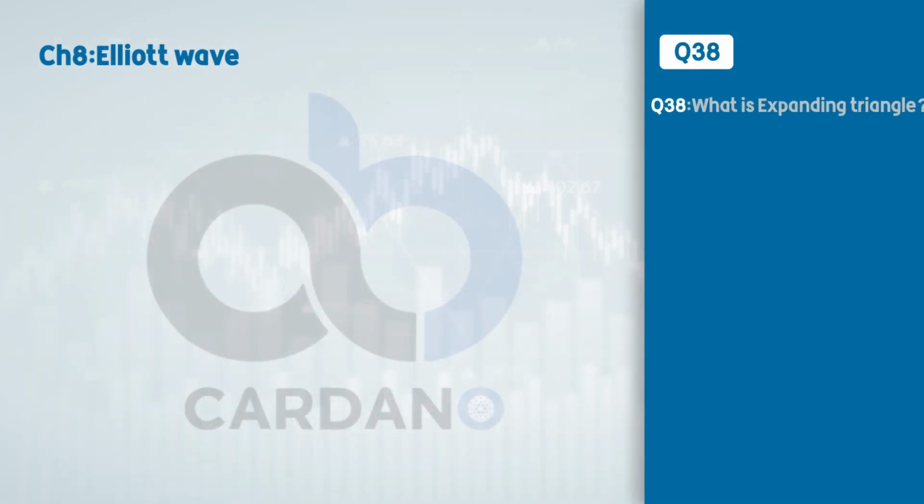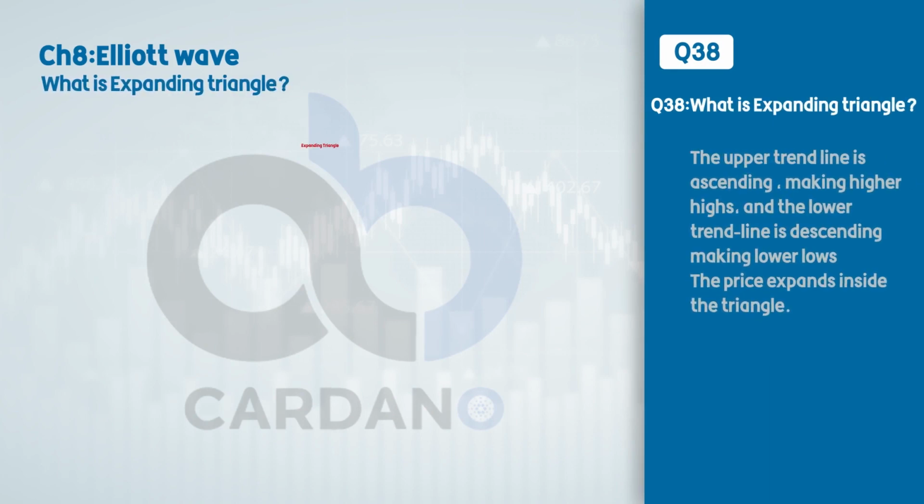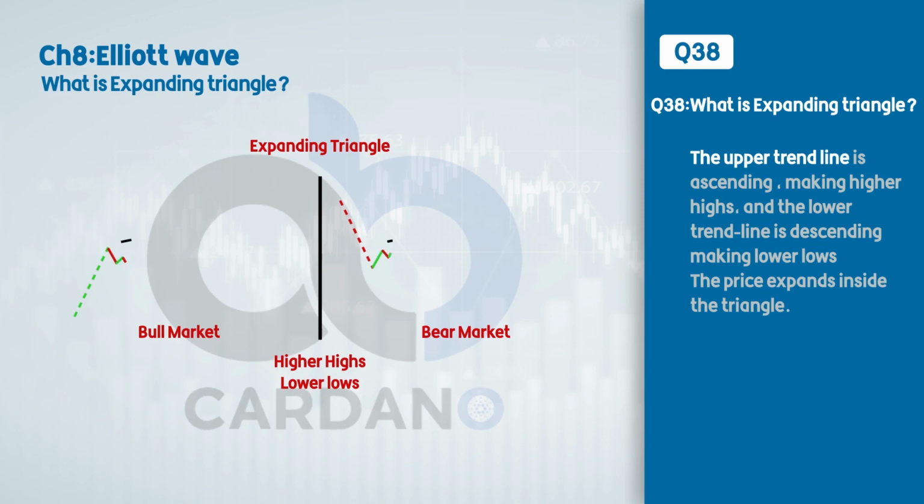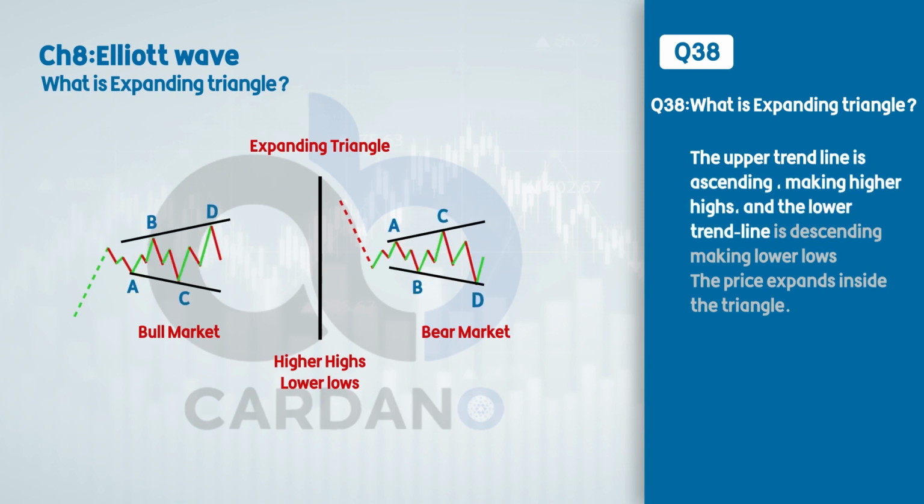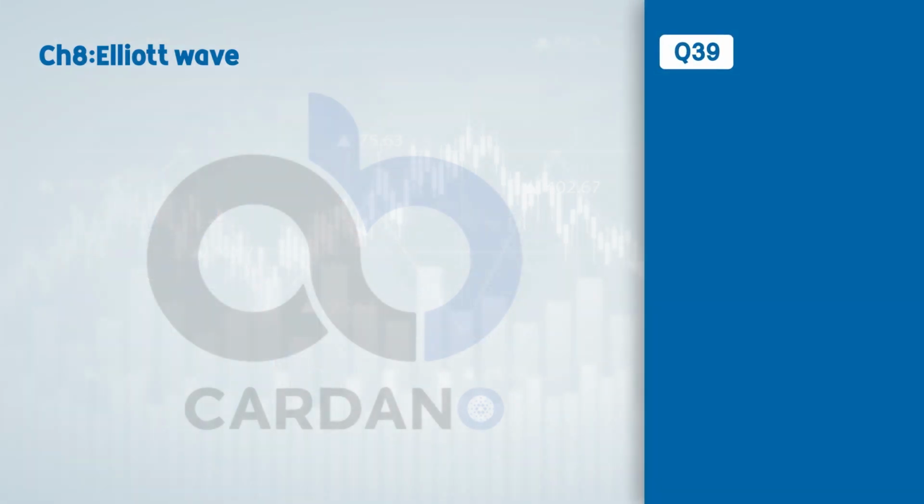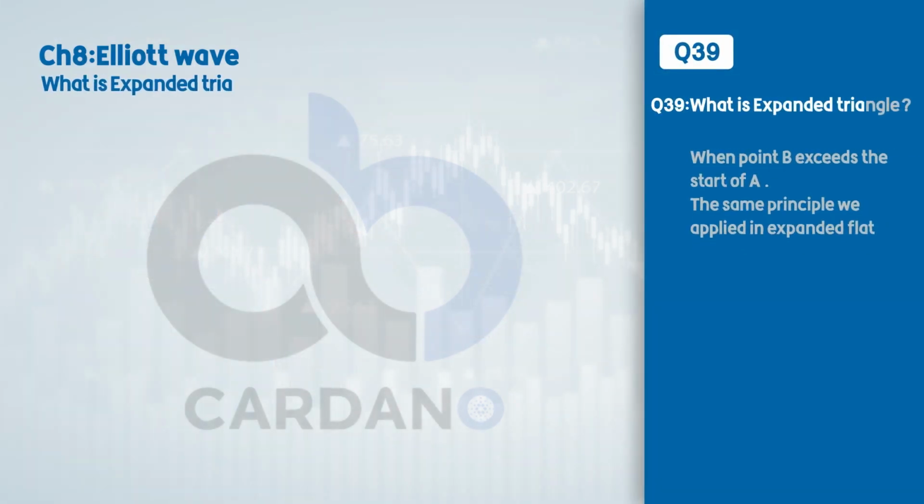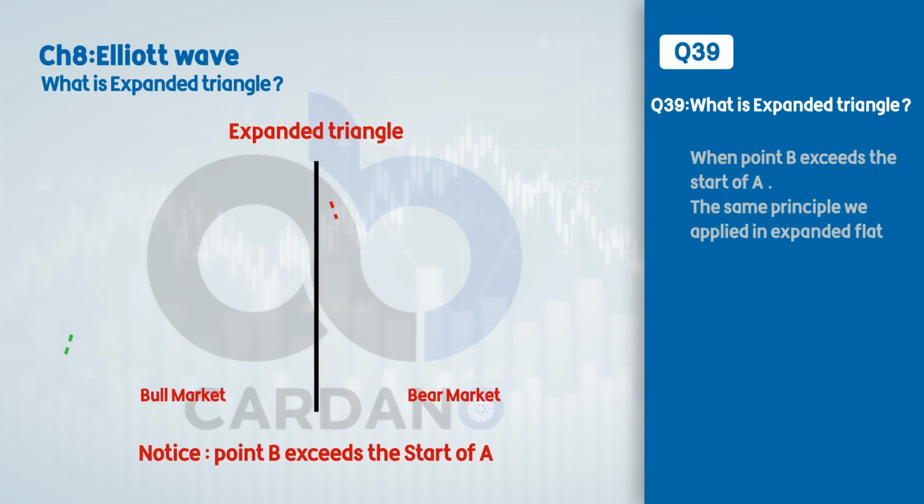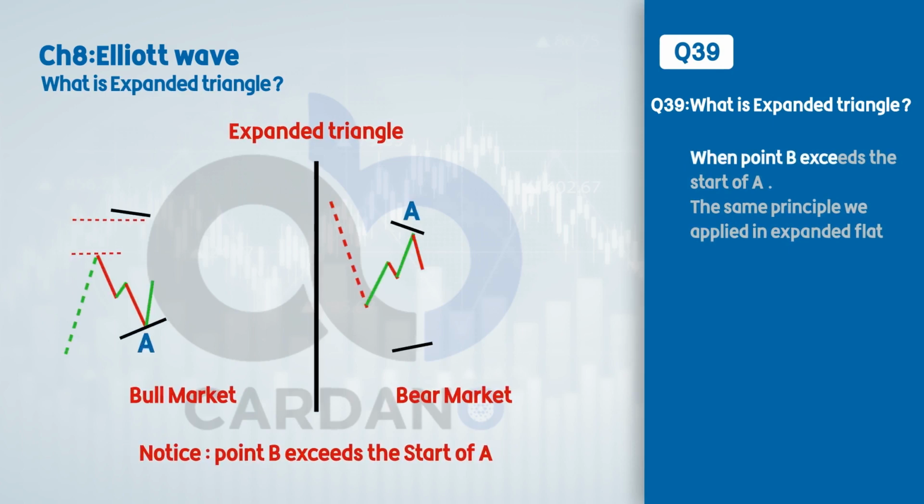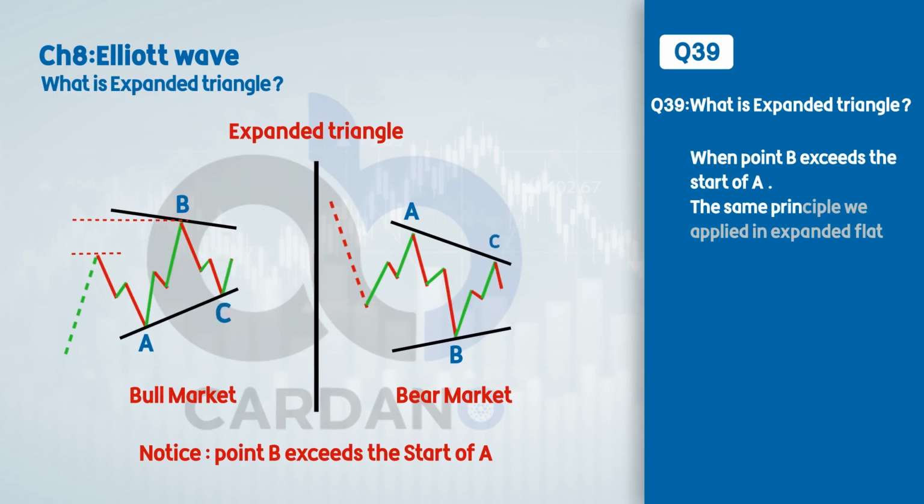Question number 38. What is an expanding triangle? The answer is, the upper trend line is ascending, making higher highs, and the lower trend line is descending, making lower lows. The price expands inside the triangle. Question number 39. What is an expanded triangle? The answer is, when point B exceeds the start of A, the same principle we applied in expanded flat.